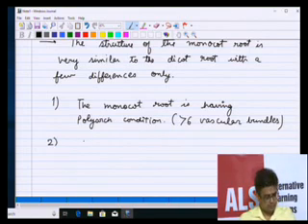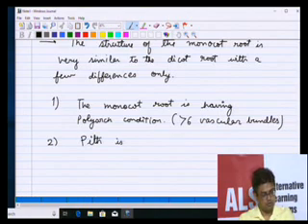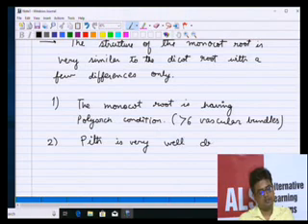Also, pith is very well developed in monocots.